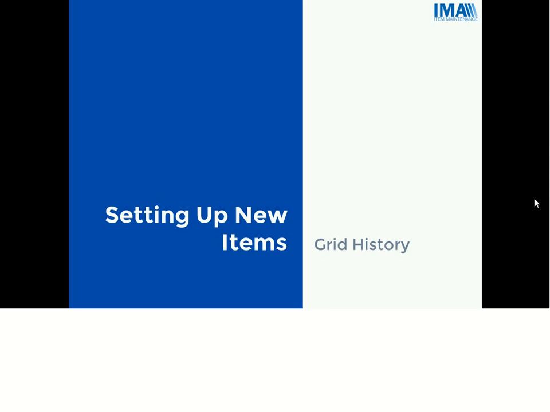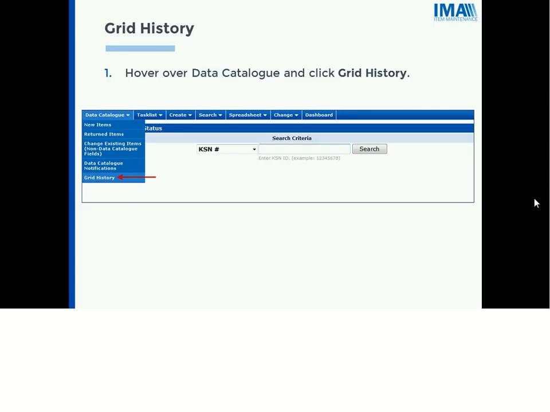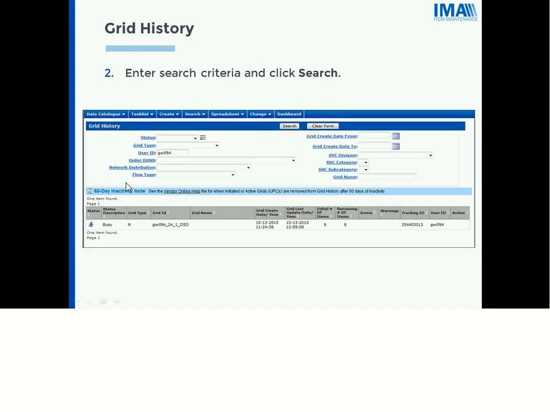All right, so next real quick we're going to talk about grid history. If you do exit out of IMA or go to another screen in IMA, to re-access your grid history, you hover over Data Catalog and then click Grid History. You can enter your search criteria and click Search. So my recommendation is to start off by entering your user ID.